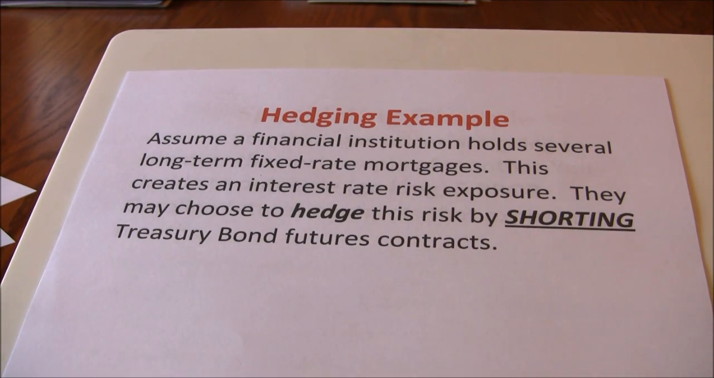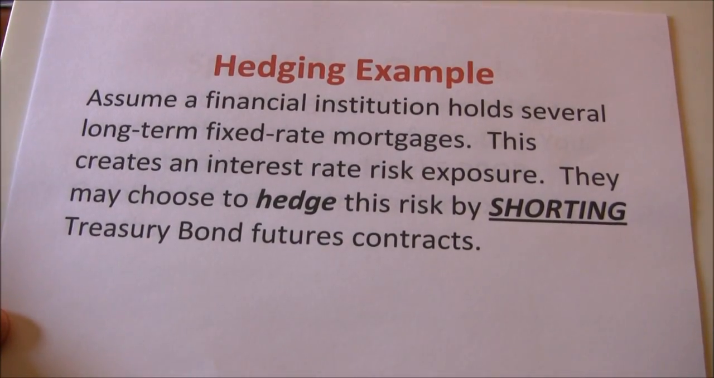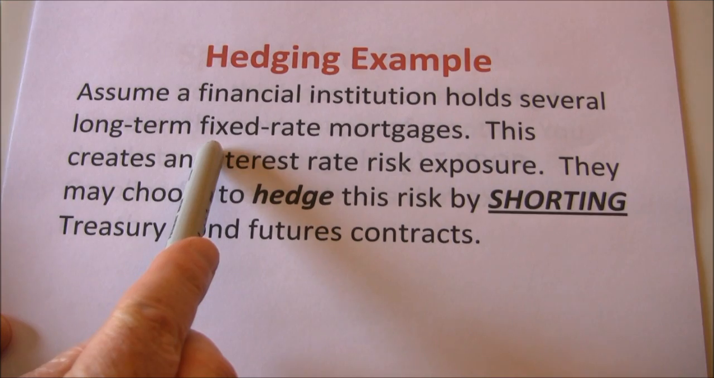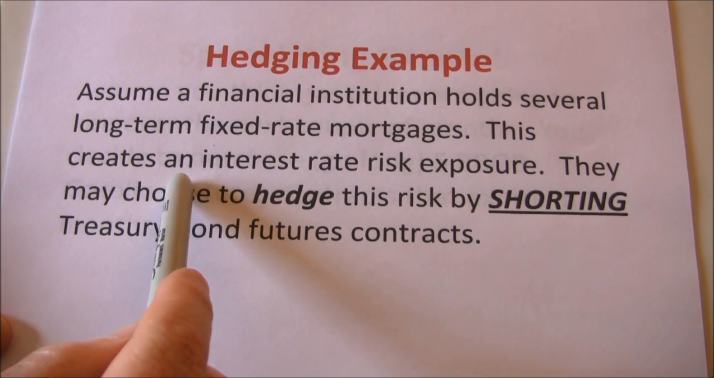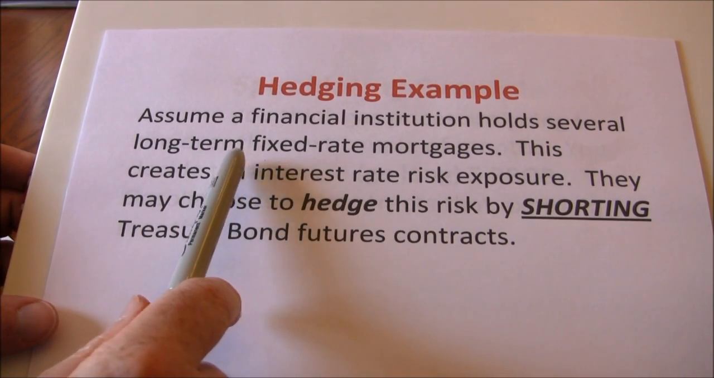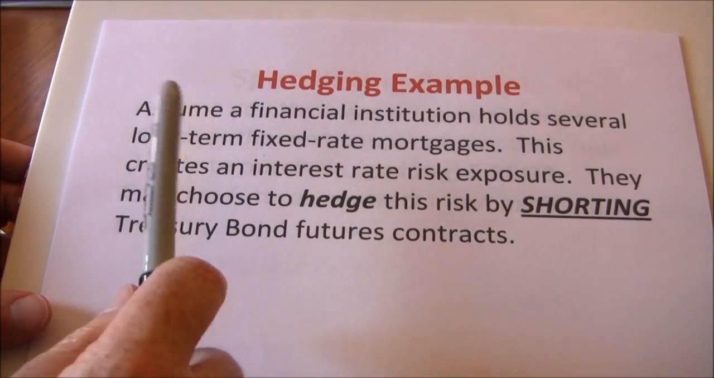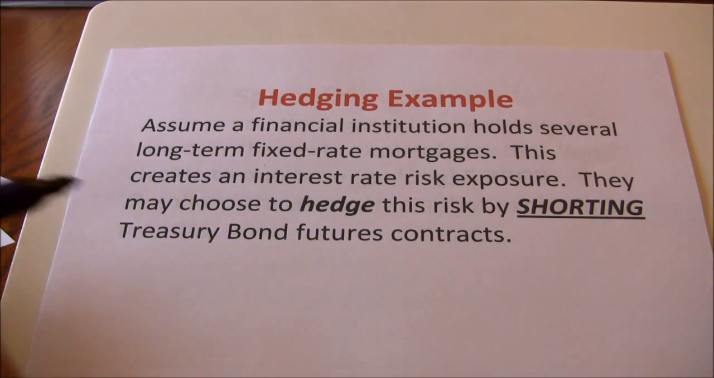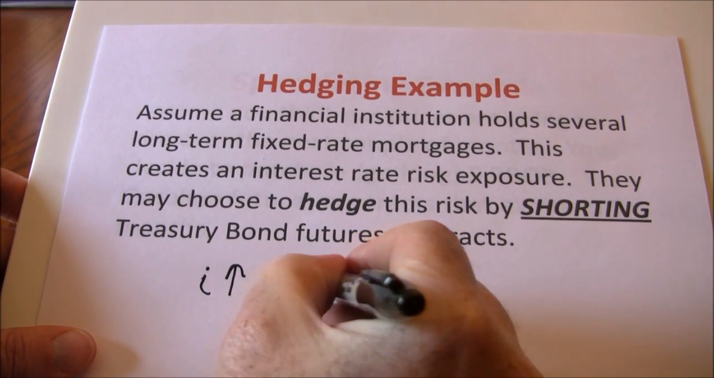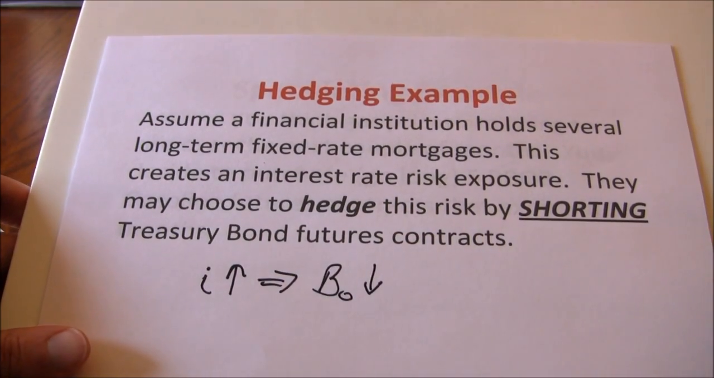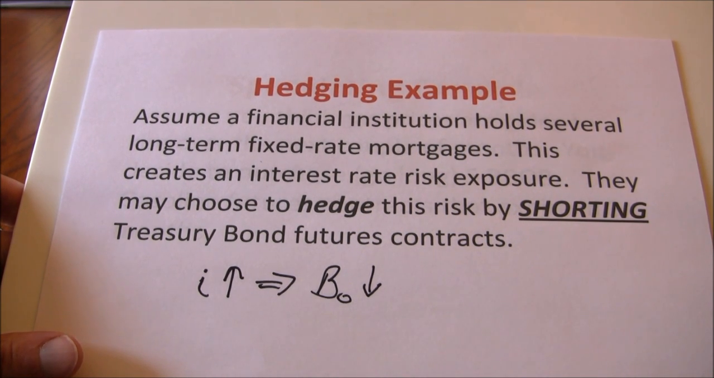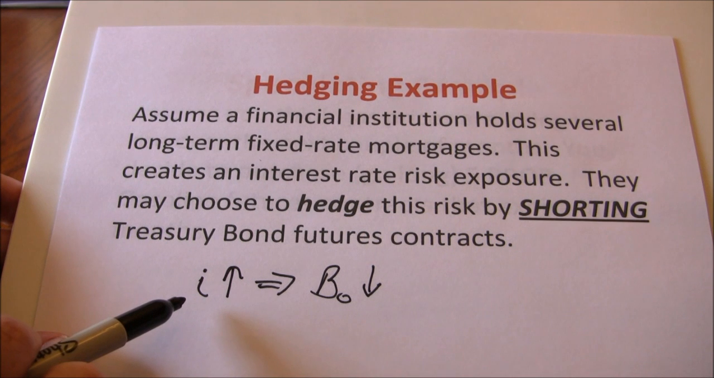Here's a little bit more detailed example of hedging. Let's take a look at a financial institution and assume that financial institution holds several long-term fixed-rate mortgages. This creates an interest rate risk exposure because, from the perspective of the financial institution, holding those long-term fixed-rate mortgages is the same as holding a bond. And as we know, as interest rates go up, bond prices go down. Those mortgages are just like holding a bond as an asset for the financial institution. So now they're exposed to interest rate risk.